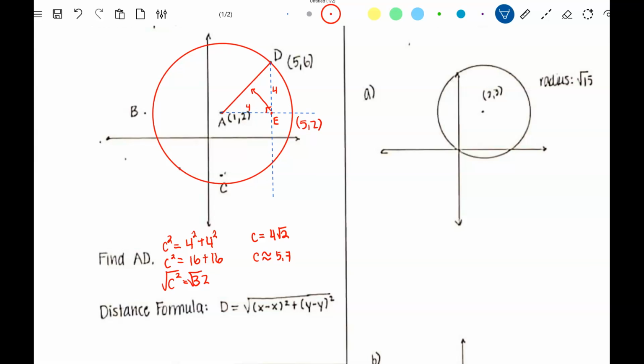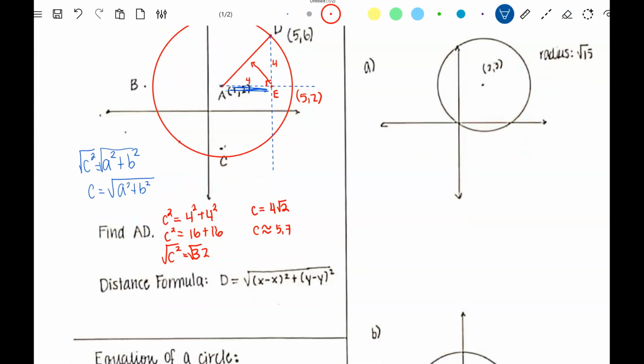The distance formula is based on the Pythagorean theorem, because if I did c squared equals a squared plus b squared, and I wanted to get the c by itself, I'd square root both sides. You can see down here, the length of that leg was 1 to 5. The length of that leg was 2 to 6. So the distance formula is the Pythagorean formula without having to have it drawn. And I'll show you how that works.